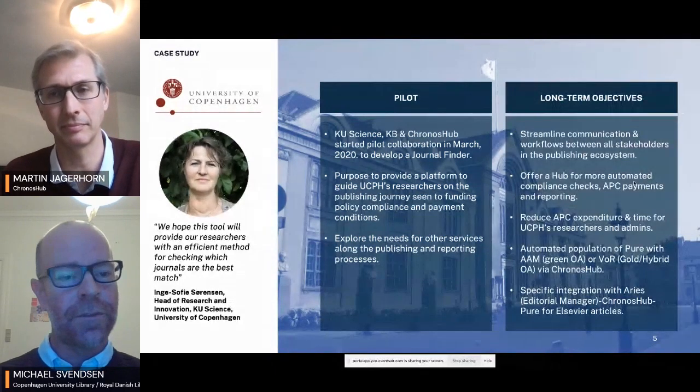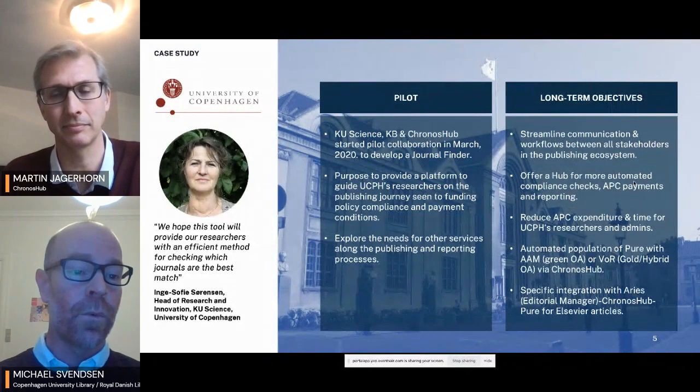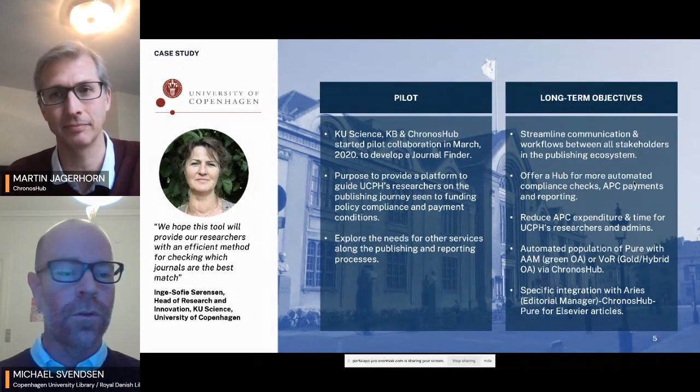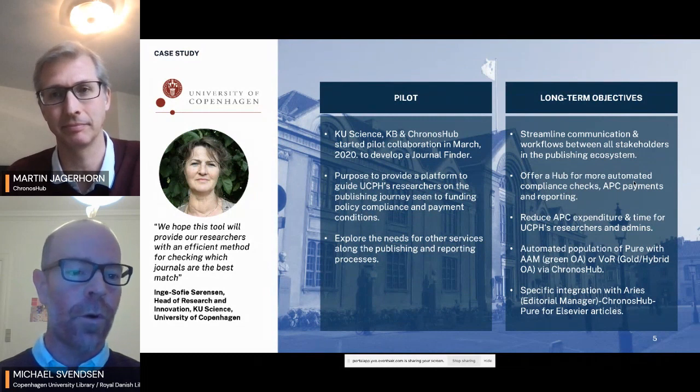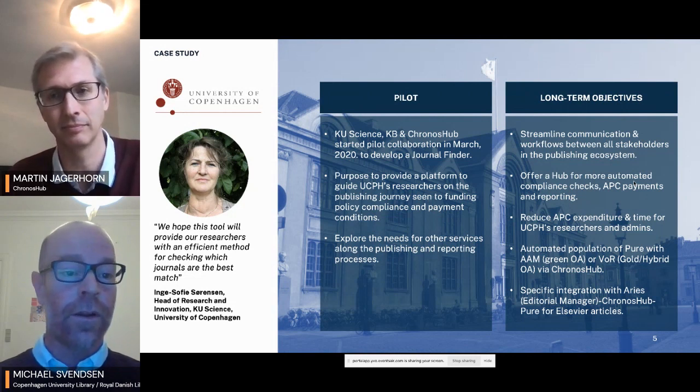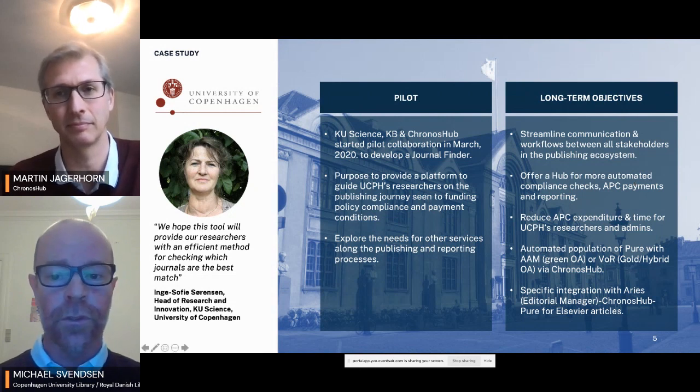So the long-term objectives of this collaboration. Our pilot was a prototyping phase, because we did develop the journal finder together based on the needs from both researchers and, as we have seen, research support from the library. But the long-term objectives would be to streamline the communication and workflows between all the stakeholders that Martin has just shown. So we want to engage more with funders. They need the same data, and we need the data for monitoring open access. We need the data for our licensing agreements. So in that sense, having a hub for central sharing of information would be really crucial in the future.